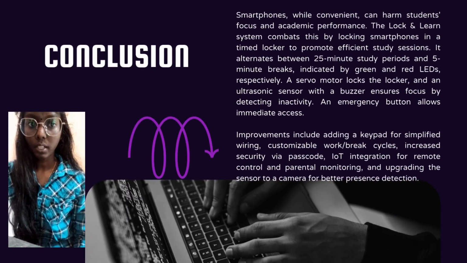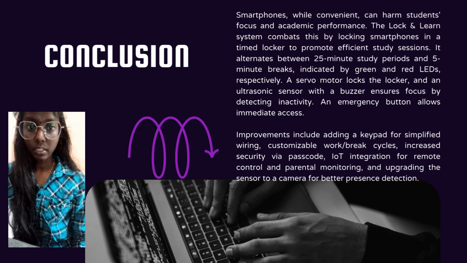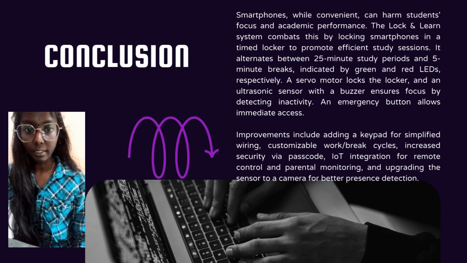In conclusion, smartphones are a double-edged sword for students. While they offer convenience, their constant allure disrupts focus and harms academic performance by making studying less efficient and knowledge retention weaker. Lock and Learn is a system that helps users focus on study or work by locking their smartphone in a locker for time intervals. It uses a timer to alternate between a 25 minute work session and a 5 minute break.